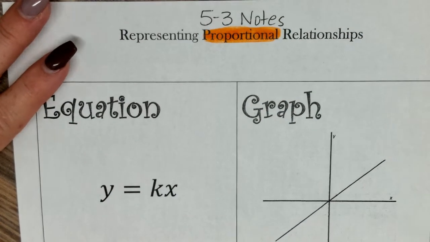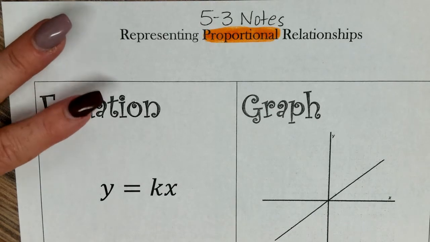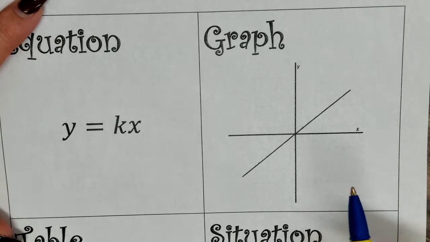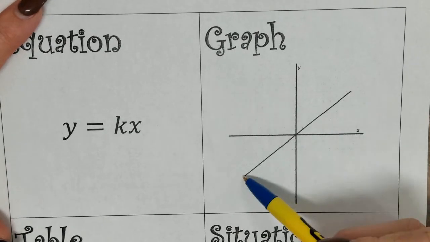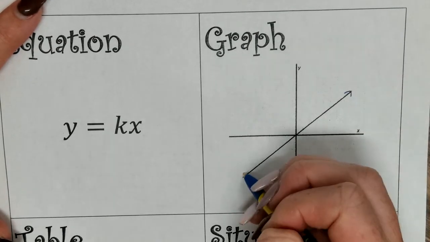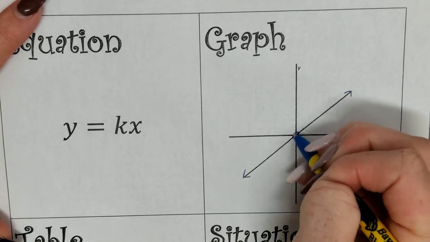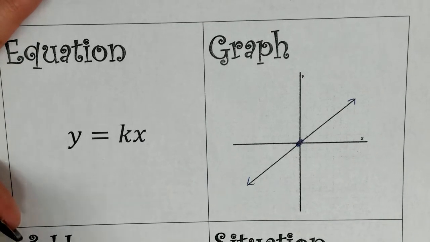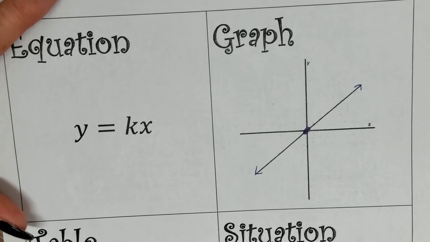Proportional is a straight line that passes through zero. So everybody look at this graph. Is this a straight line right here? Is it passing through zero? That is what makes it proportional. It's a straight line passing through zero.